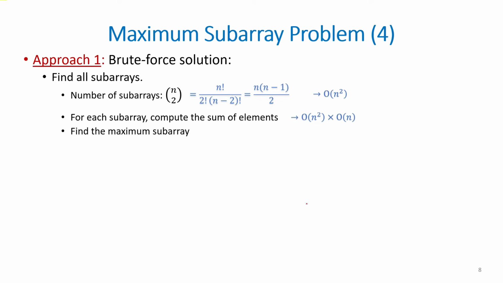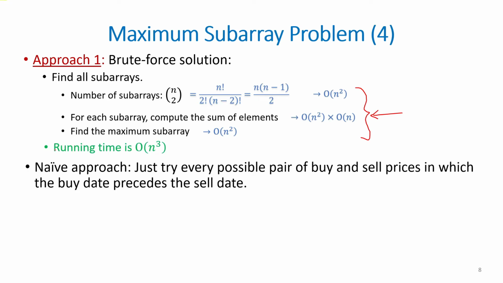Finally, after finding the sum for each subarray, we then have to compare them all to identify the maximum sum. So this would have an order of O(n) squared. So comparing these three steps, we see that the second step actually gives us the highest running time. Therefore, the running time of the brute force solution would be big O(n) cubed.